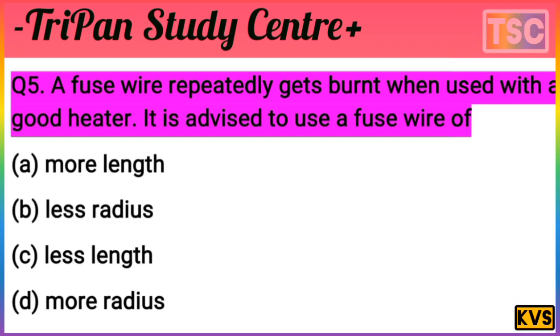Next question on your screen: a fuse wire repeatedly burns when used with a heater. It is advised to use a fuse wire of: A, more length; B, less radius; C, less length; D, more radius. You know that this question is very interesting for the exam. A fuse wire repeatedly burns when used with a heater. It is advised to use a fuse wire of.